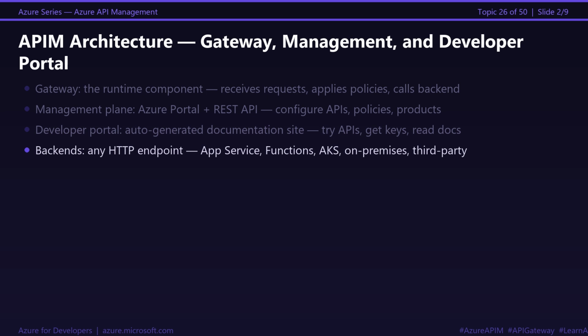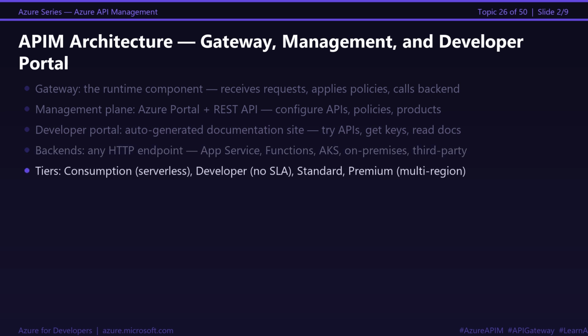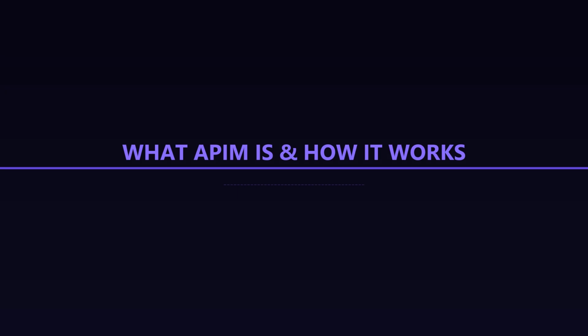Here is the model APIM uses for access control. You group APIs into products. A free product might include your public read-only APIs with a low rate limit. A paid product includes all APIs with higher limits. An internal product includes sensitive admin APIs, only available to your own teams. Clients subscribe to products, not to individual APIs.